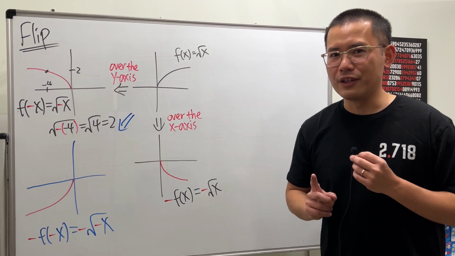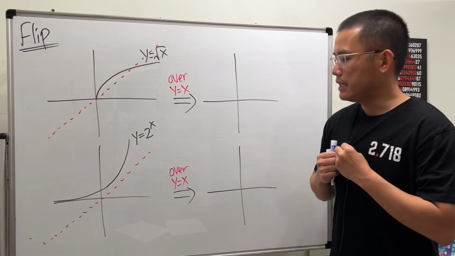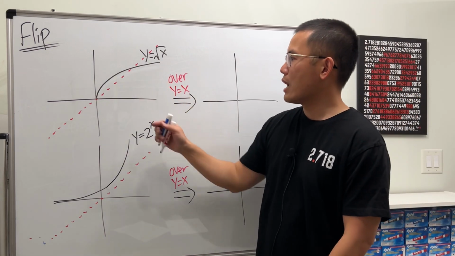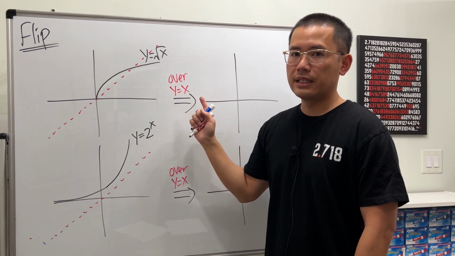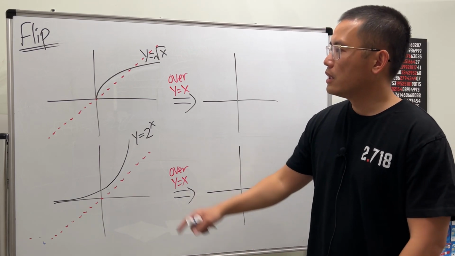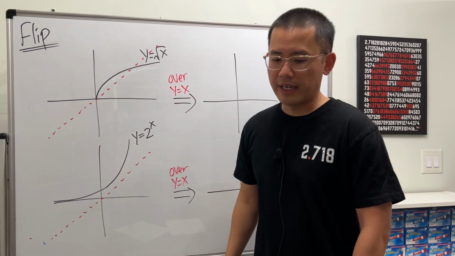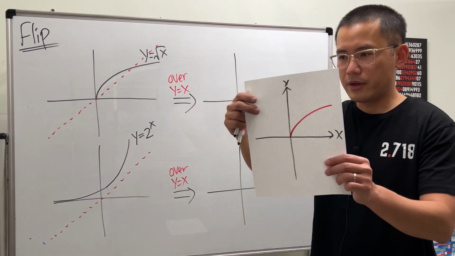Now, there's one more kind of flip that I'm going to show you. Okay, so for this one, the idea is that we are going to flip the graph over y is equal to x. And this is actually how we get the graph of the inverse function. So let's take a look at this one. And I'm just writing down y is equal to square root of x, which is this graph here.